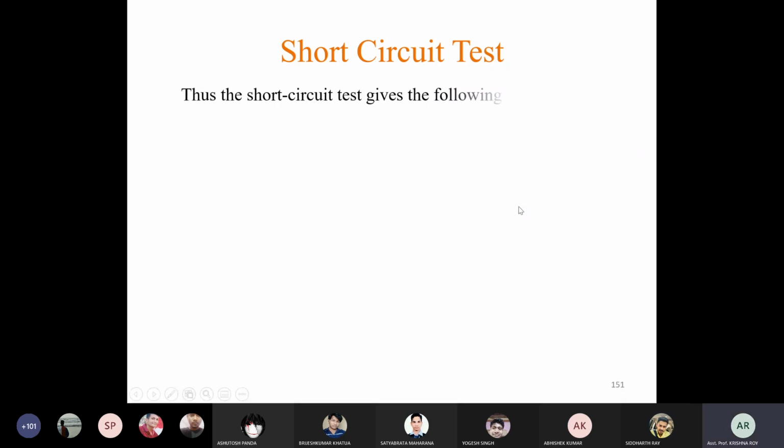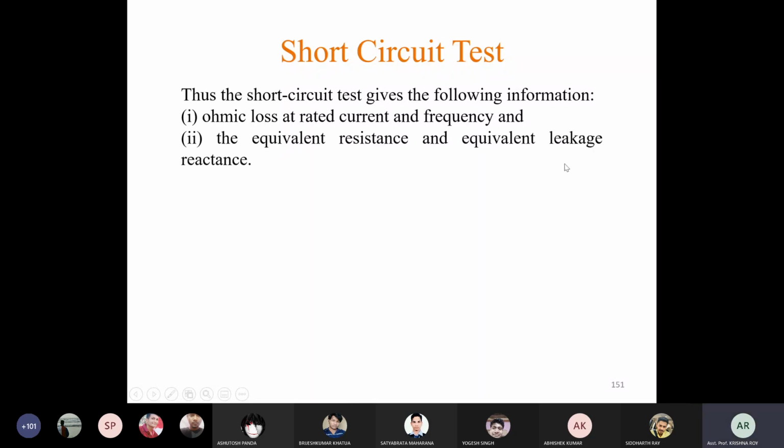Okay, so now let us conclude. What information are we getting from the short circuit test? Ohmic loss at rated current and frequency. What was it while performing the open circuit test? Core loss at rated voltage and frequency. See the differences. Okay. The equivalent circuit resistance and equivalent leakage reactance. For the open circuit test, it was RC and XM. Here we are getting RE and XE. Okay.